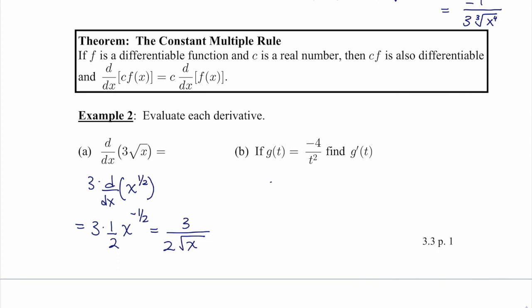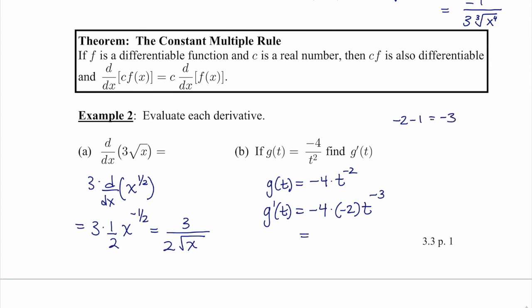And then example B, again, I want to rewrite g of t first as negative 4 times t to the negative 2. And so then when I do the derivative, I'm thinking I have a scalar multiple, so that just is brought along, and I have the scalar multiple times the derivative of t to the negative 2. The derivative of t to the negative 2, I can apply the power rule. So I'll have negative 2t, and then I subtract 1 from the exponent. Negative 2 minus 1 is negative 3.